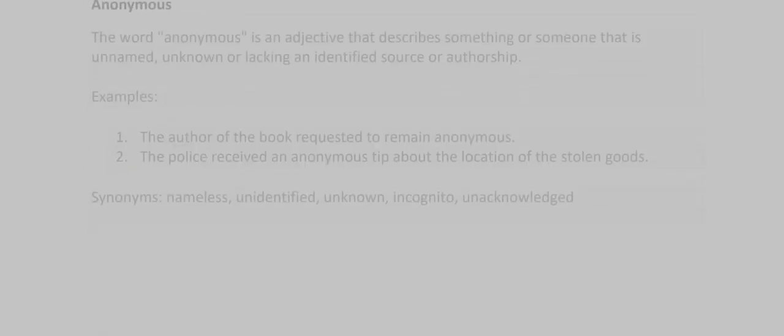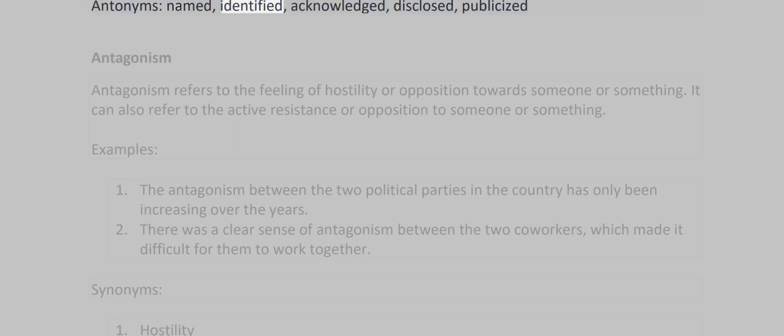Anonymous. The word anonymous is an adjective that describes something or someone that is unnamed, unknown, or lacking an identified source or authorship. Examples: 1. The author of the book requested to remain anonymous. 2. The police received an anonymous tip about the location of the stolen goods. Synonyms: nameless, unidentified, unknown, incognito, unacknowledged. Antonyms: named, identified, acknowledged, disclosed, publicized.